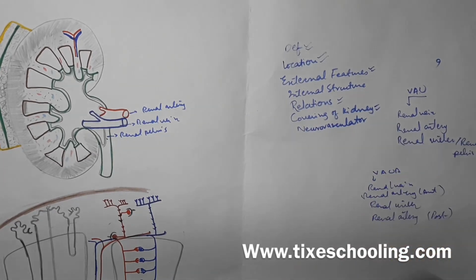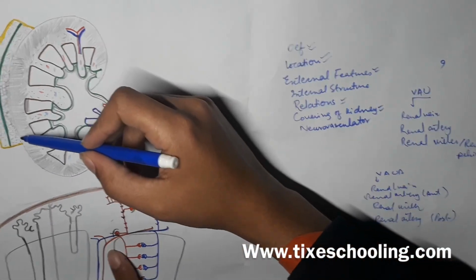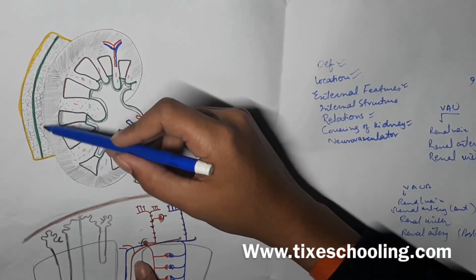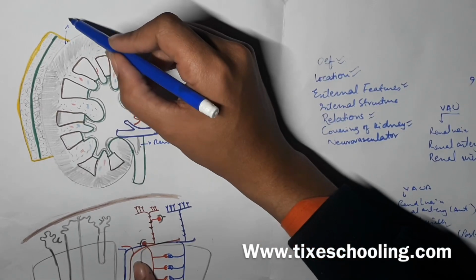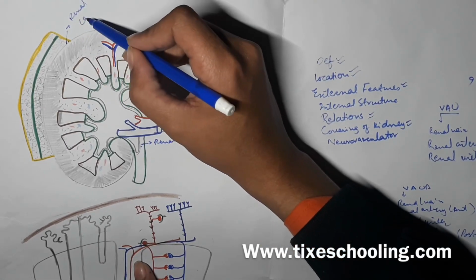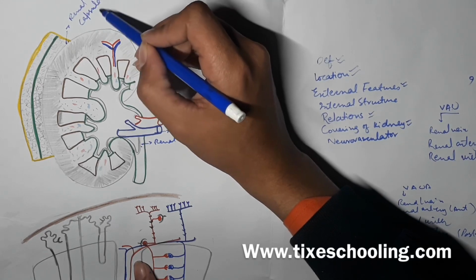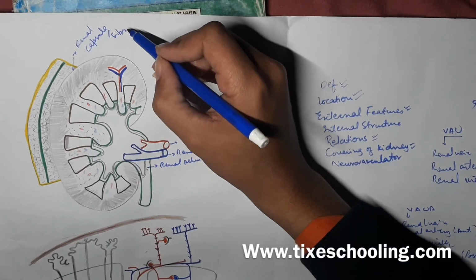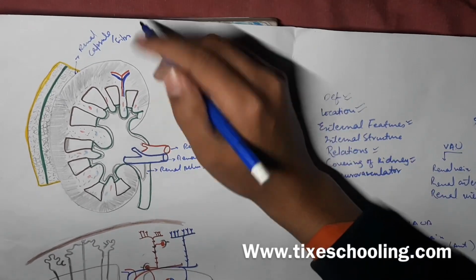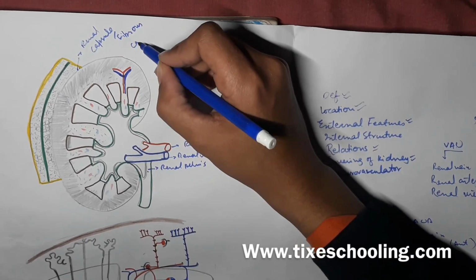Coverings of the kidney. So what are the coverings of the kidney? The kidney, from inside to outside, is covered with 4 coverings. Look at this figure. This one is the renal capsule or fibrous capsule.